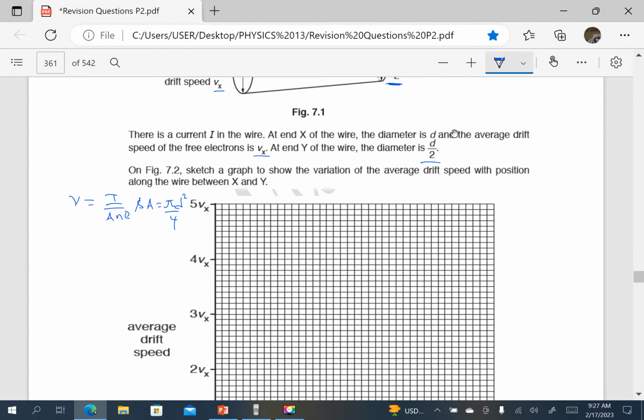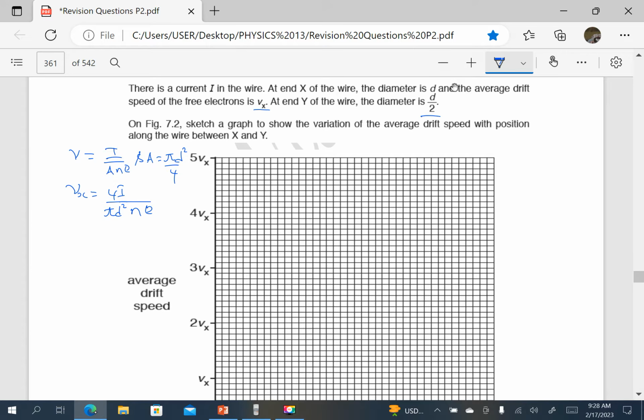So v at X, that is Vx, is going to be, substituting area into that equation, 4 times the current I divided by pi d squared, then times the number density n, then times the charge e. That is for Vx. Also, it implies that for Vy, it should be a similar expression. The current is the same, the number density n is going to be the same, the charge of each electron is going to be the same.